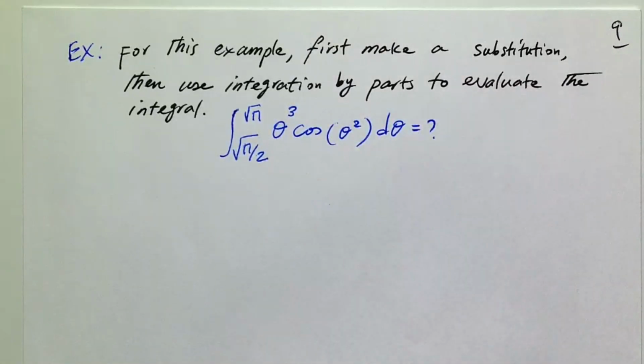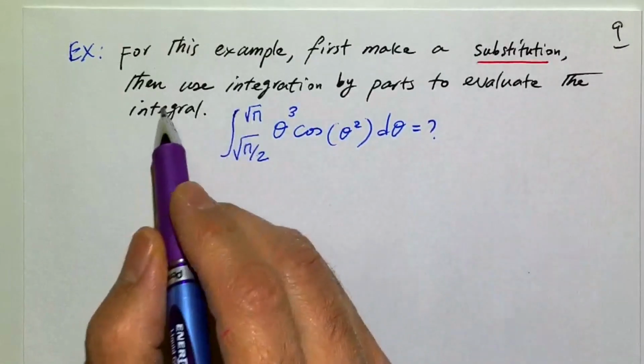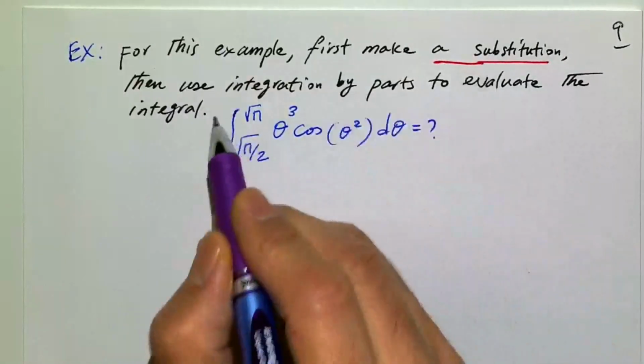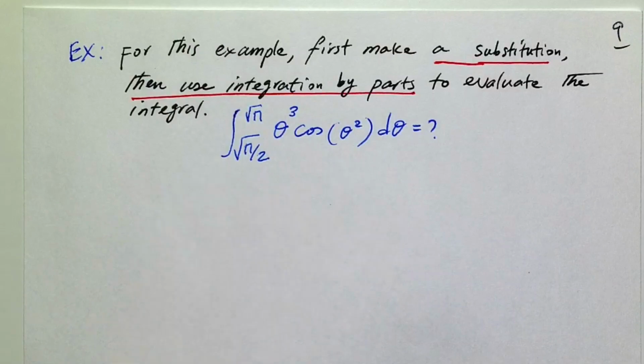All right, so for this example, this is actually a very important hint that they give us in the problem statement. It says first make a substitution, then use integration by parts to evaluate the integral. So this substitution refers to a technique we've used before. So do that, make a substitution, then use integration by parts. So very important hint they give us there.